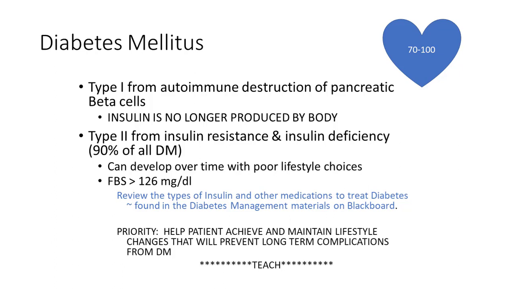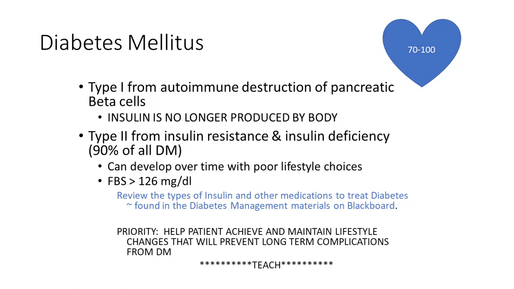Diagnostics are fasting blood sugars over 126. Also, the hemoglobin A1C is one that will tell what the blood sugar has been on average for the last 3 months. Generally, we want this between 5 and 6. If it's anywhere above 6, generally that's a really good indicator for diabetes.